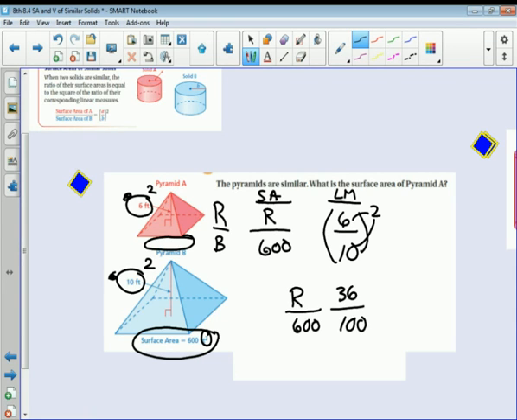Now I'm going to pull my calculator out and I'm going to cross multiply and divide. So I'm going to take 36 times 600 and I'm going to divide that by 100. And when I do that, I get 216. So my surface area for red was 216. The units was feet, and it would be squared.